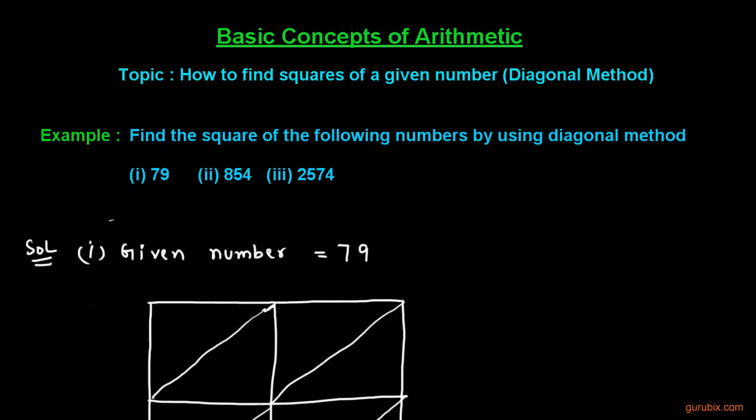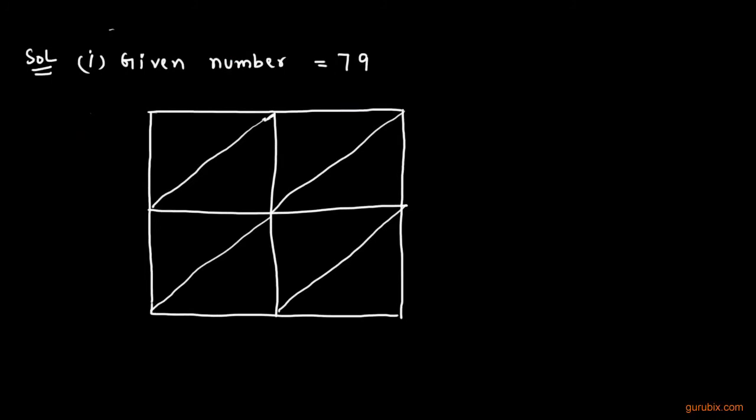In part 1 we are given a number 79, in the second 854, and in the third we are given a number 2574. Let us start finding the squares of these numbers by using the diagonal method, and we shall start with part 1. In part 1 we are given a number 79, and now we shall count the digits of the number, and we see that there are 2 digits, so we shall draw a square. This is the square, and we shall make 4 equal parts of this square.